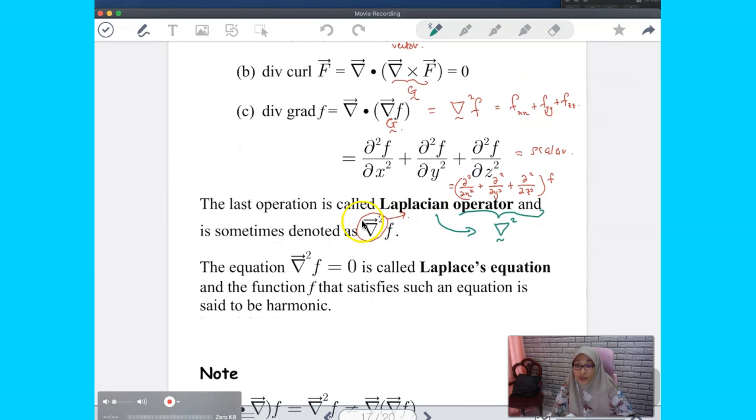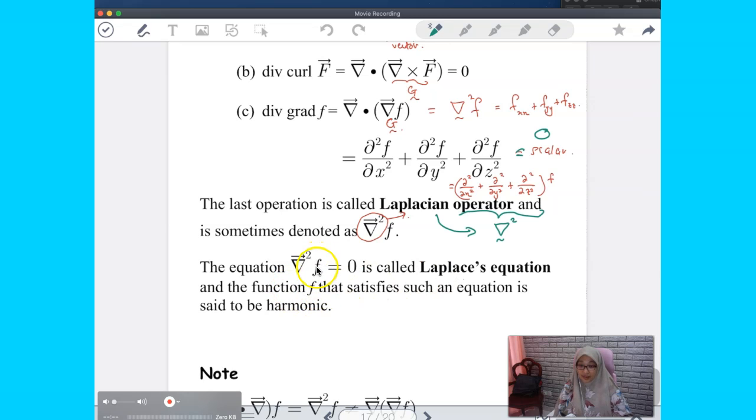But if your grad square f is equal to 0, if your summation here is equal to 0, there is a name for this special equation. When there is the equal sign, you can call it an equation. So if this is equal to 0, we call that the Laplace equation.